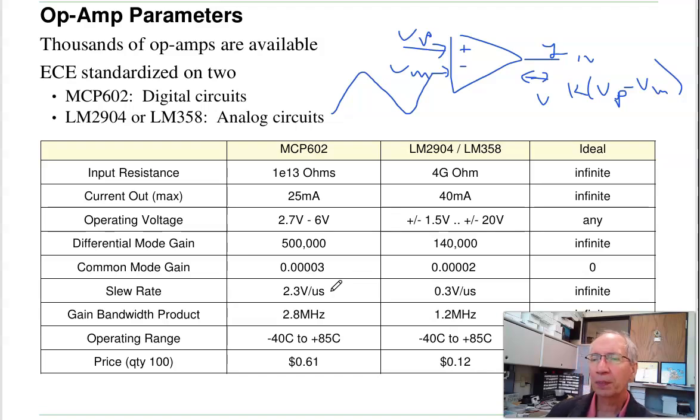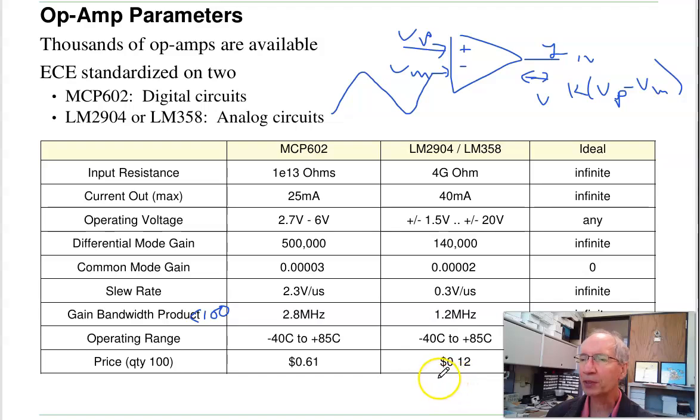The gain bandwidth product says that I can have a gain of 1 out to 2.8 megahertz, gain of 10 out to 280 kilohertz, gain of 100 out to 28 kilohertz. Basically, this says op amps have a gain, keep the gain less than 100, and I'm good to 28 kilohertz, good to the audio range, and the operating range and temperature and cost.